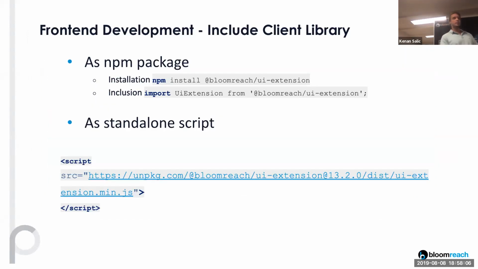All right, so how does it work in your actual front-end code? When you're starting out, you can do two things. You can install it as an NPM package and use that as an inclusion, so you will have access to this UI extension. What you can also do is add it in there as a standalone script. Depending on whether you, for example, use Angular or React, you're probably much more working with NPM packages. But if you're just creating something very simple with an HTML file and some JavaScript, you might want to use the standalone script.